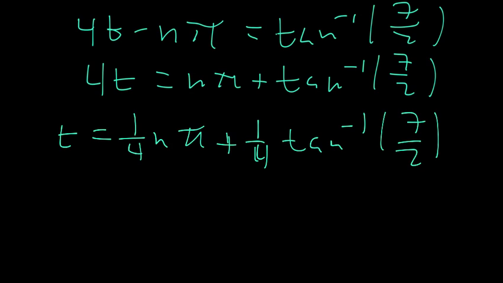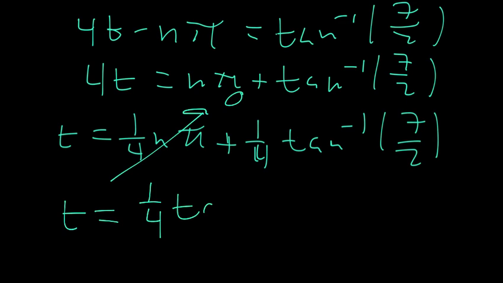So we're asked to find the smallest value of t, though, that gives us y equals 0. So anytime that we add n pi to this term over here, we're making our time value larger. So that says basically that the smallest value of t that we can get where y is equal to 0 is when n is equal to 0. So this is going to go to 0. And then we'll be left with t equals 1/4 times arctangent of 7/2.